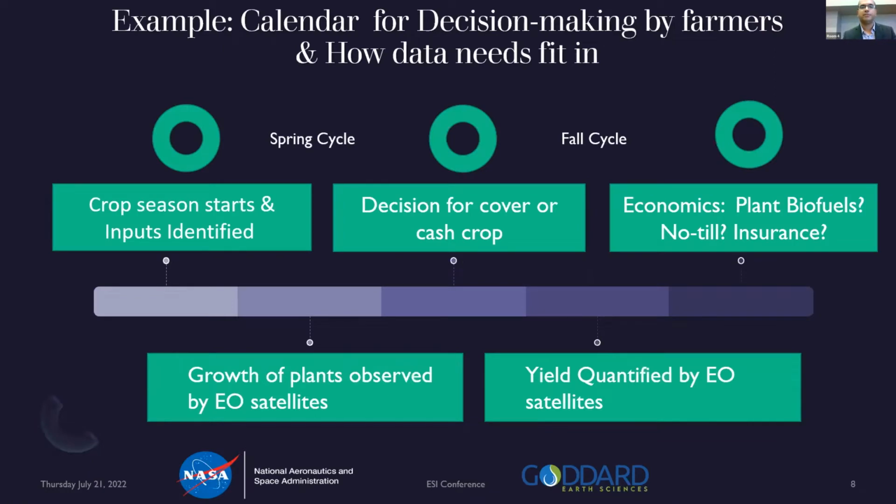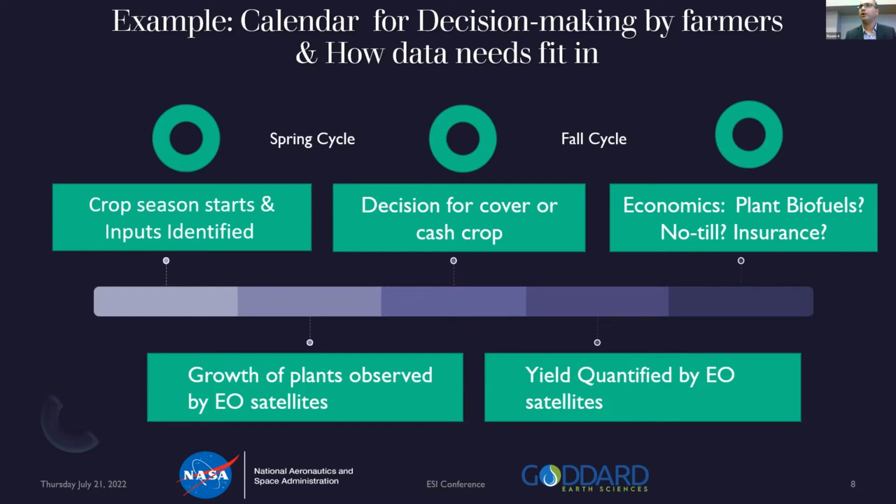So some of the key decisions the agriculture community tries to understand: when the crop season starts, say for example in winter, the inputs are identified. Then you have your decision halfway through the growth of plants to see if I should continue with the cycle, should I plant a cash crop, or in between the two crop cycles, should I do a cover crop for various reasons? And towards the end, the economics also plays into the whole equation.